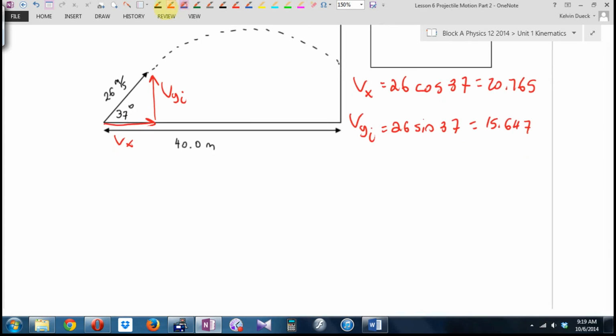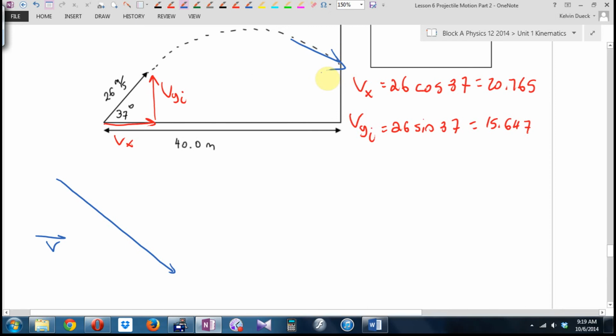If I drop down, there's my velocity. Looking at right here, I kind of figure this is that. Is that okay, Ashley? Which I guess I'm going to break up into Vx, which is 20.765, and Vy final.